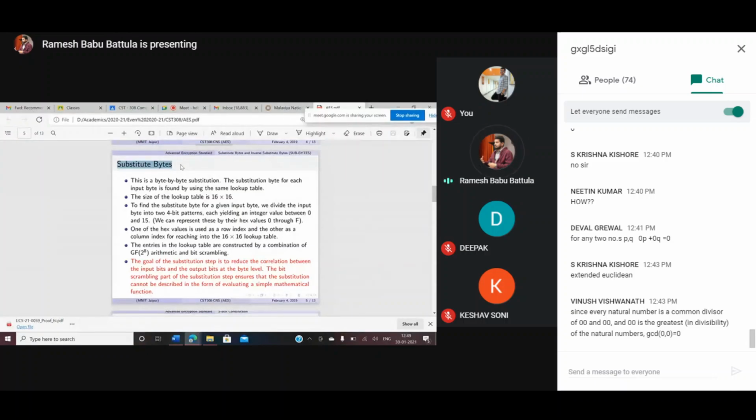Are you okay? And this is the Galois field based on polynomial arithmetic operations. That means it is used with respect to polynomial arithmetic operations. So we should know normal mathematical operations and we should know polynomial mathematical operations. There you need to find a multiplicative inverse value.